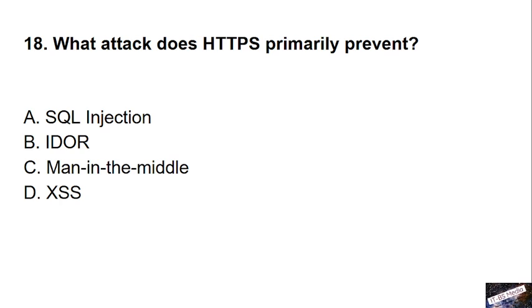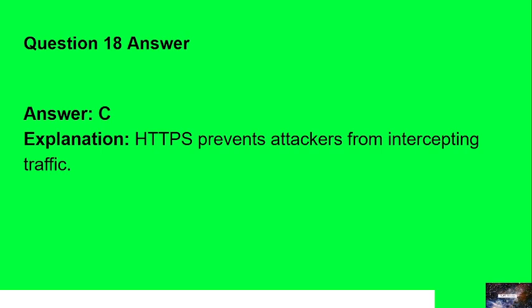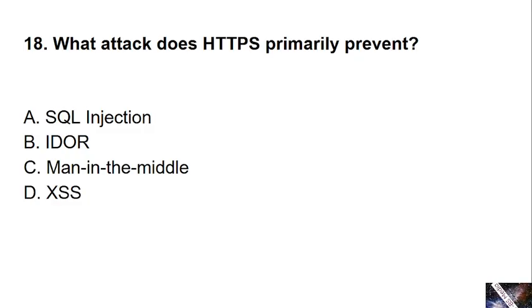Question 18. What attack does HTTPS primarily prevent? SQL injection, IDOR, man in the middle, or cross-site scripting. The answer is that HTTPS prevents attackers from intercepting traffic. And that obviously is what? It prevents man in the middle attack.